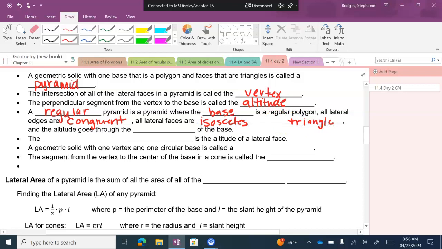Okay, so again, all of my lateral edges are congruent. All of my faces, the lateral faces, are isosceles triangles. And then the altitude, what I just showed you, is going through the center of the base, in the middle of the base. Okay, so the altitude is going to be perpendicular to the middle of your base. Okay, the altitude is in the middle, touching the vertex, and then you can see it touches the center of my base here.